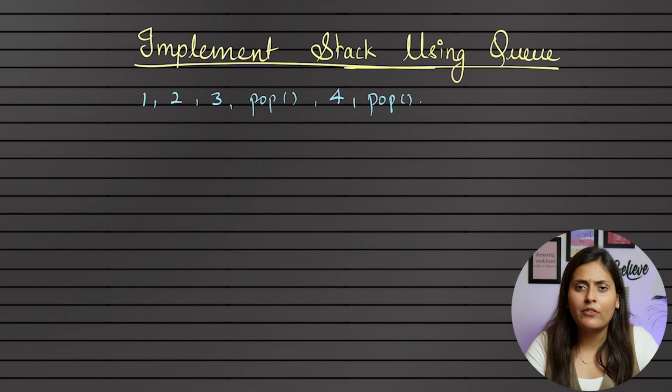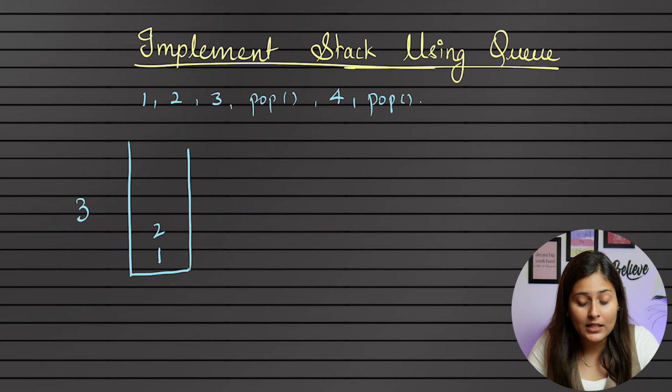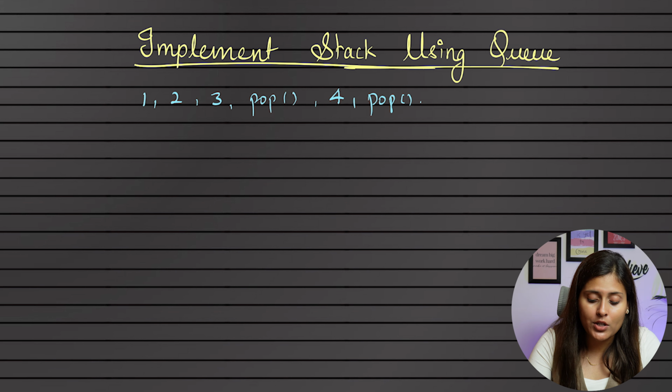So what is the behavior of stack? You have to design stack, right? So when you insert in stack, you always insert from top, and when you pop, you get the topmost value as popped, correct? But in queue data structure, it's not so.